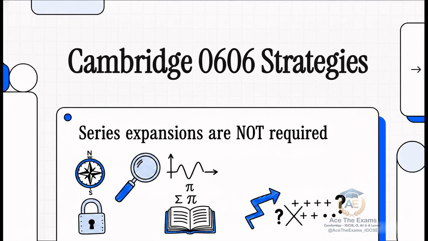Now, on the surface, that sounds great, right? It sounds like it should be simpler because a complex topic is just completely omitted. But actually, scratch that, it's a trap. When Cambridge removes a tool like series expansions, it doesn't make the paper easier. Instead, it just shifts the entire burden onto your deeper algebraic manipulation and your geometric reasoning skills. You have to prove your mathematical maturity without relying on those expansions. Let's dive deep into this today and uncover exactly what the examiners are hunting for when they grade your papers.